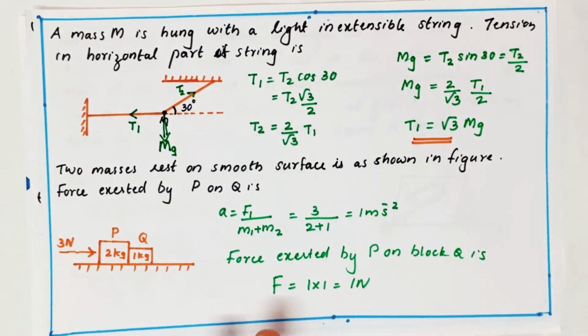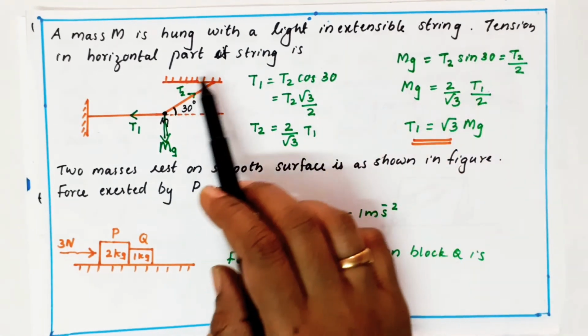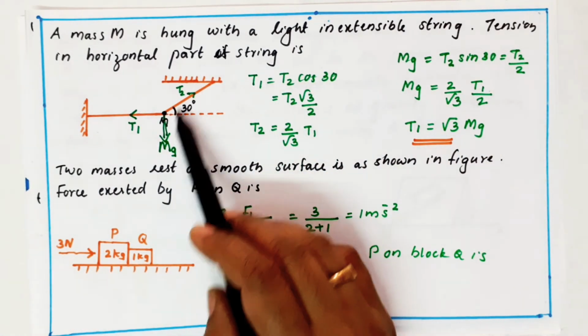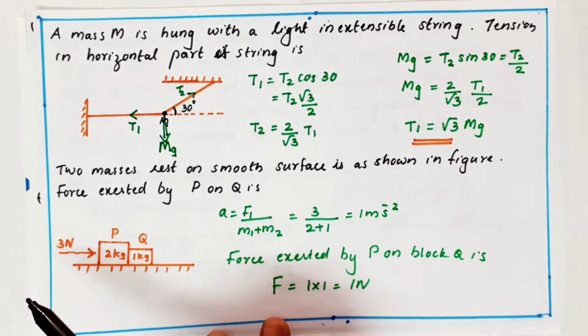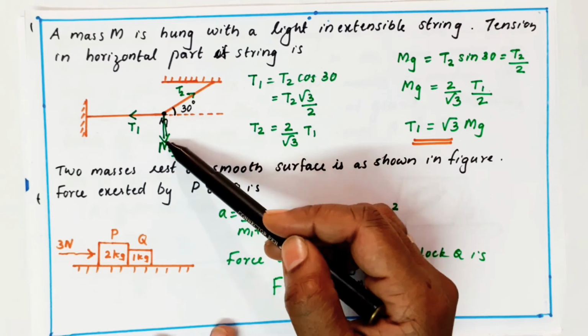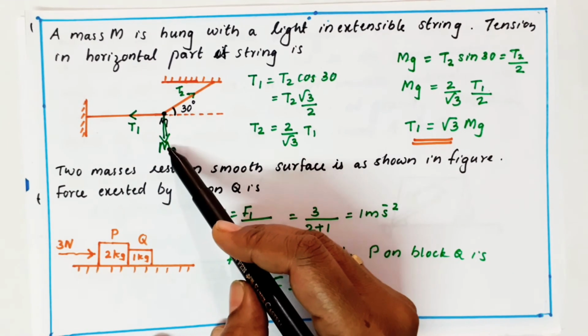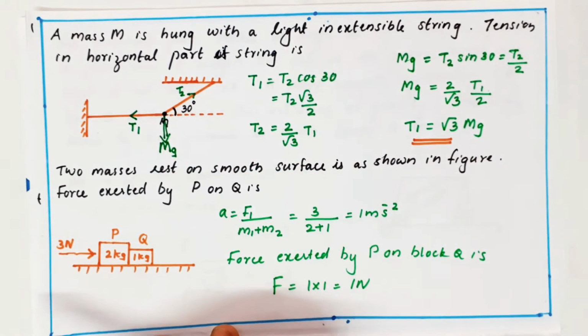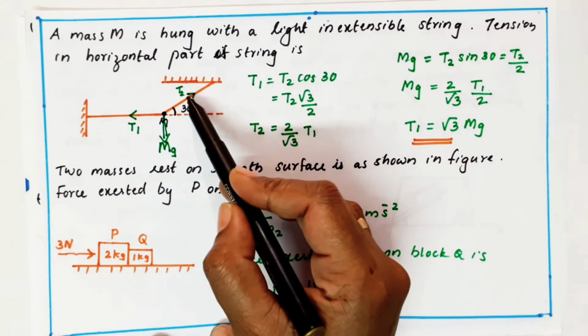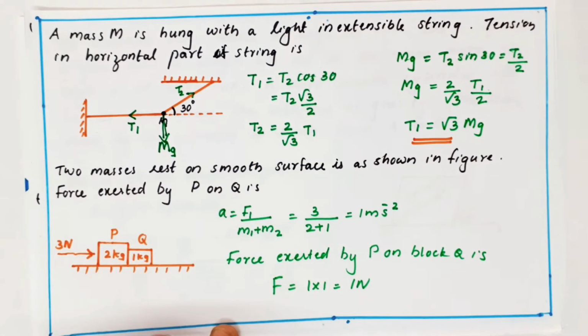Now, another question. A mass M is hung by light inextensible string. The tension in the horizontal part. Here you see they gave a string like this. Okay. And here one mass they attached. Now, here in the question, as a mass is attached, this length of the string are not same. So, I cannot take the tensions are same here. Okay. So, what I am doing here, this tension is T2 I marked, this tension T1 I marked. They did not give it in the question, we marked.